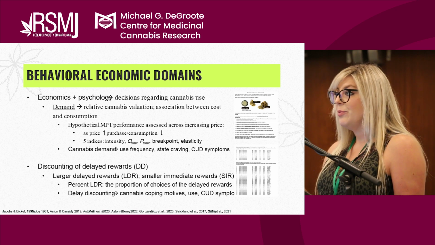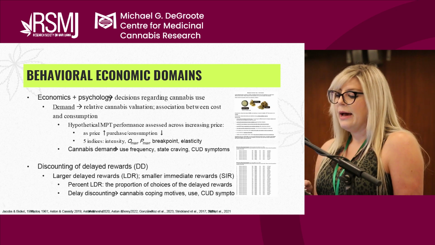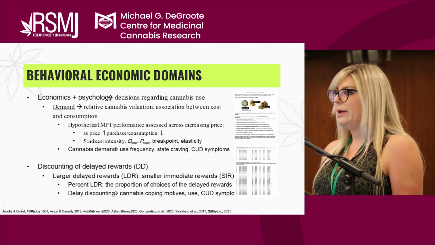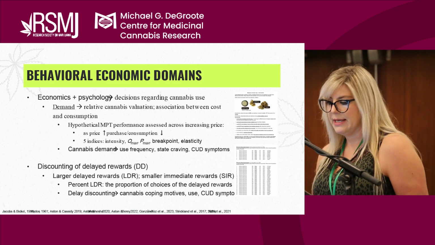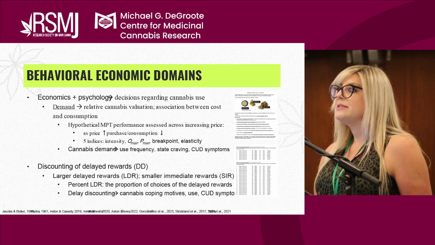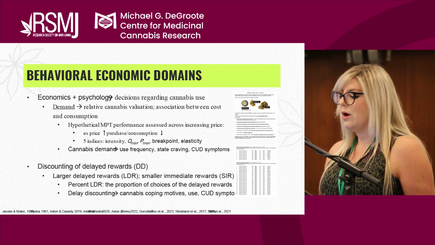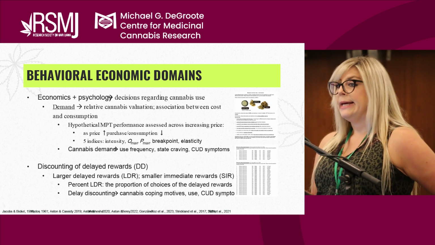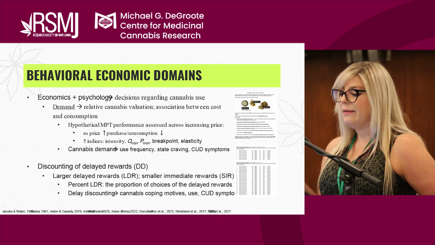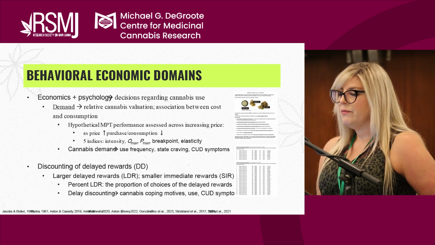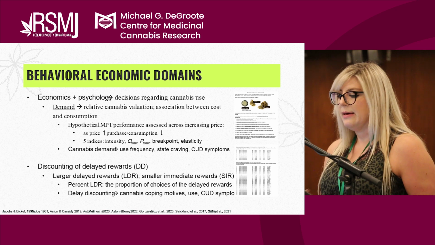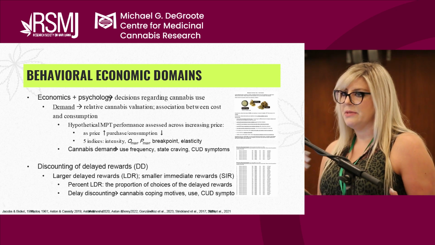pay. Pmax is the price at which Omax happens. And then breakpoint is the price at which your consumption is suppressed to 0. So at that point, you're like, it's too expensive, I'm not going to continue purchasing this. And then elasticity is the rate of decline in your purchasing relative to the increases in cost. Demand has been related to a lot of things when we use it to study cannabis, and these include things like use frequency, whether that's cross-sectionally, retroactively, using EMA, state craving, cannabis use disorder symptoms, problems.